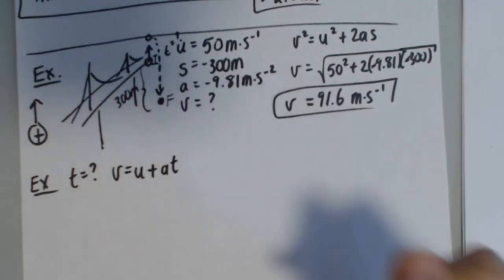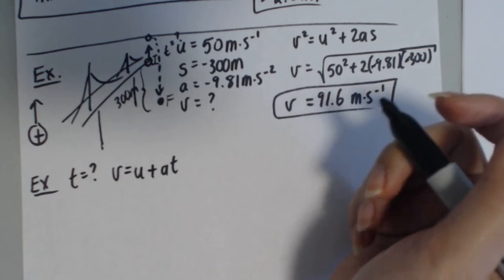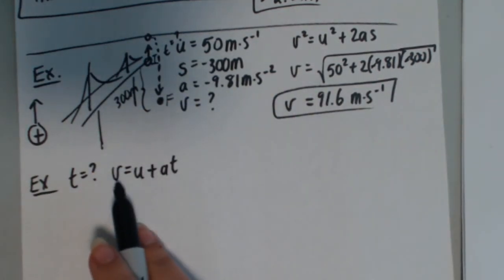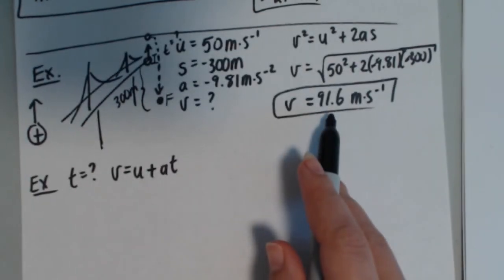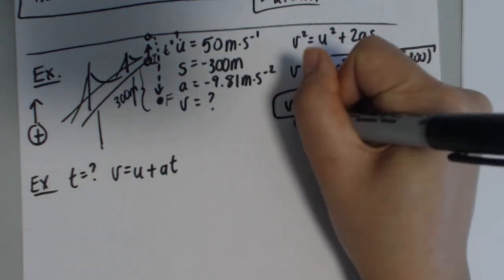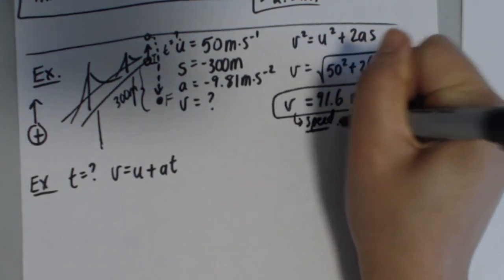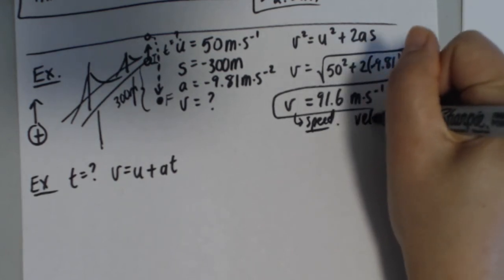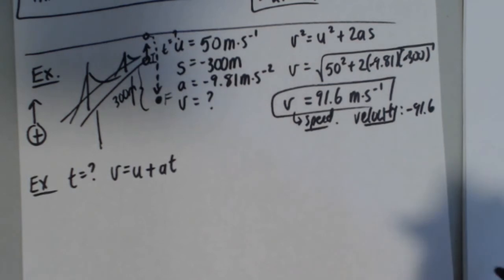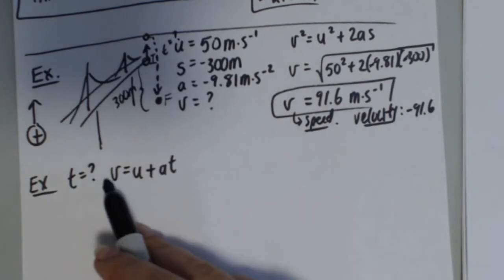plus AT. Okay, so V is, now this is where you got to be careful. The V in this formula is velocity. You can't plug in 91.6. Remember that upward is positive. Yes, this is the speed, but the velocity, remember, it's going down. So the velocity is negative 91.6. And so that's what you got to plug in over here.